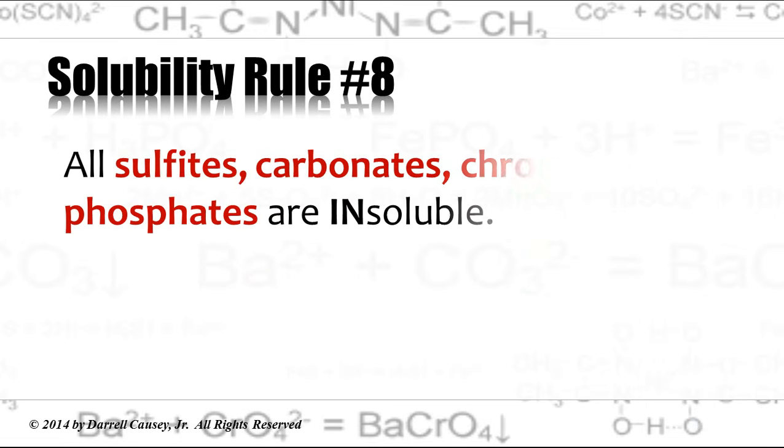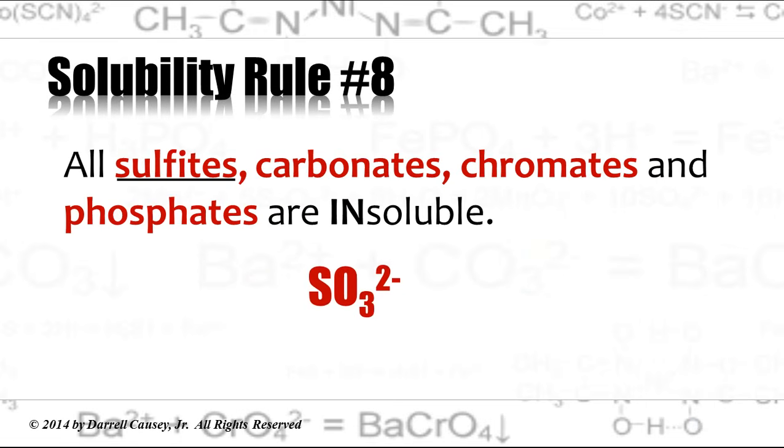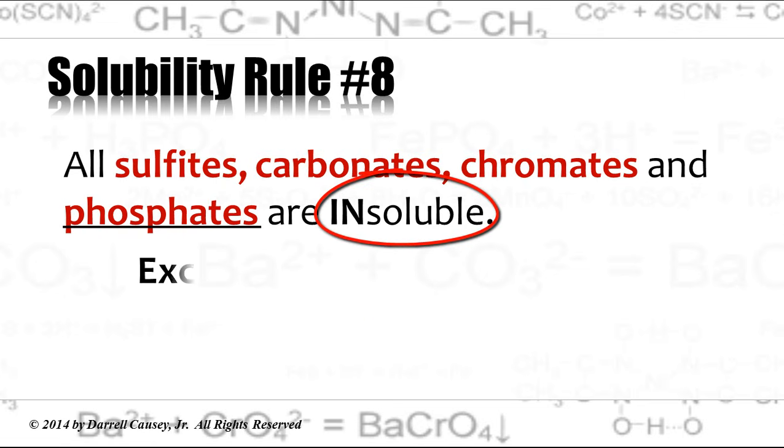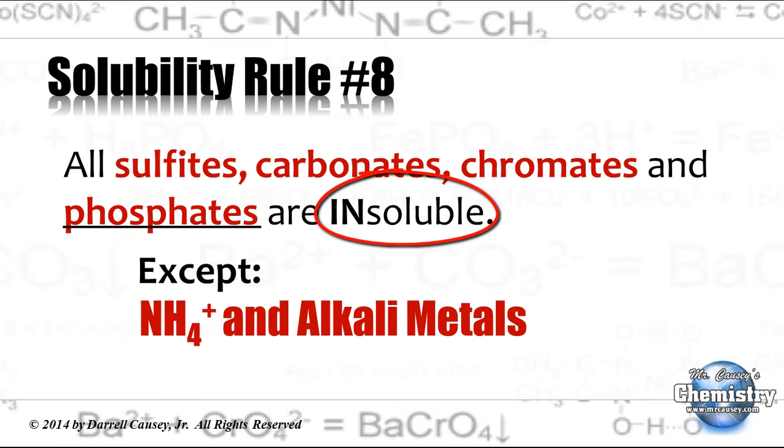Solubility rule number 8. All sulfites, carbonates, chromates, and phosphates are insoluble except for ammonia and alkali metals. And what you kind of need to realize here, rules number 1 and 2 override all the other rules.